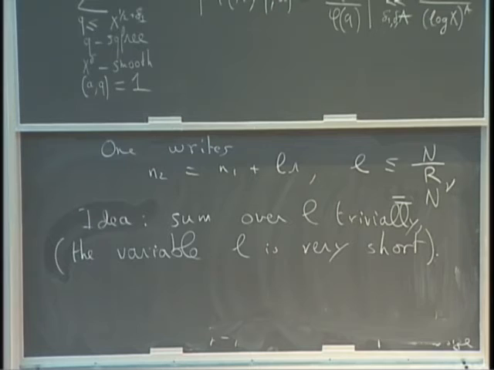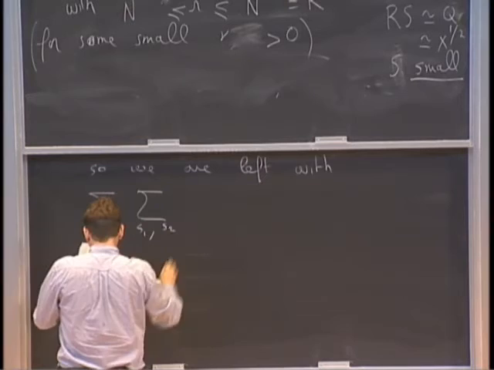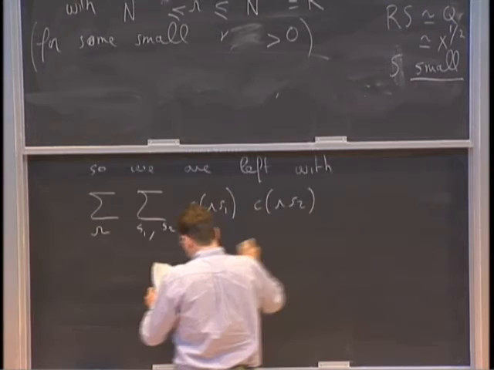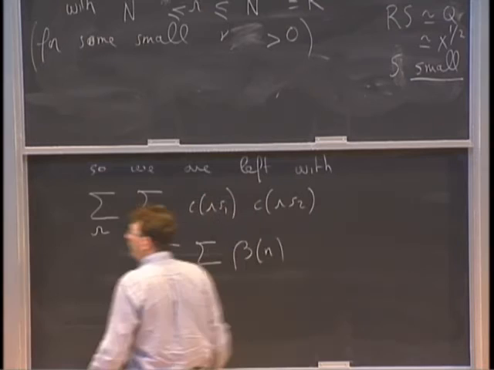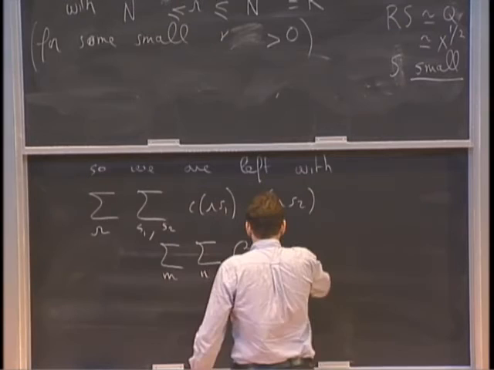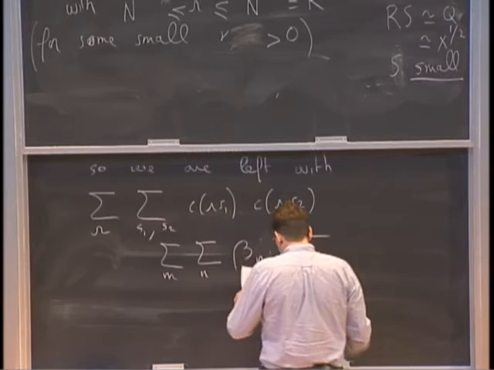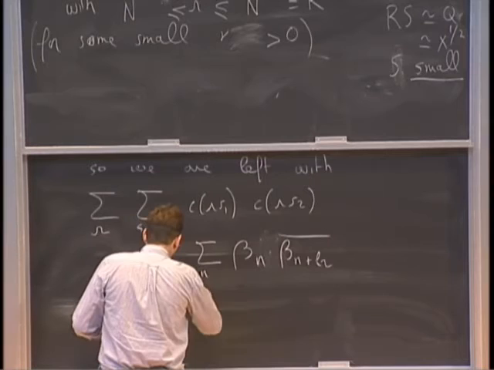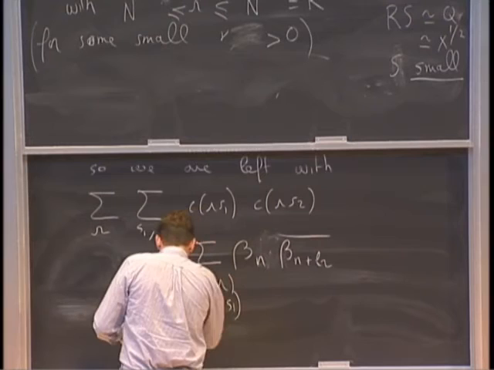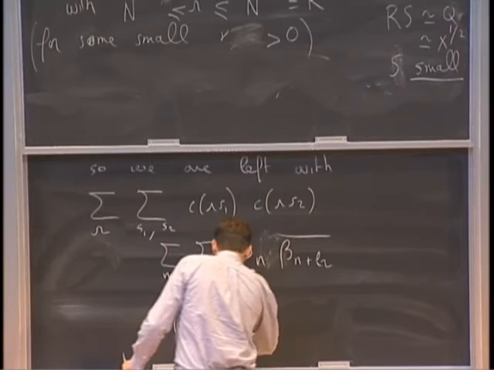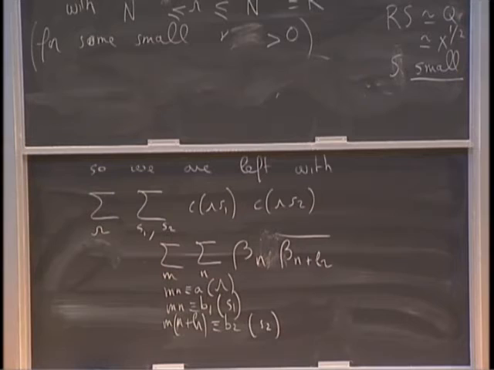sum over R. Well, I guess sum over M, sum over N. So I renamed this new variable N1 to N again. So beta N, beta of n plus L times R complex conjugate. And we now have summation conditions like Mn is congruent to A modulo R, congruent to B1 modulo S1. But now it's M times N plus L times R, that's B2 modulo S2.